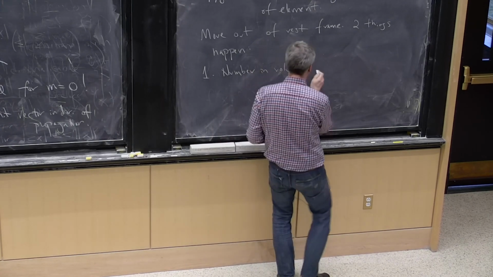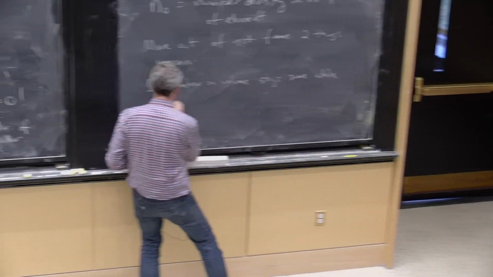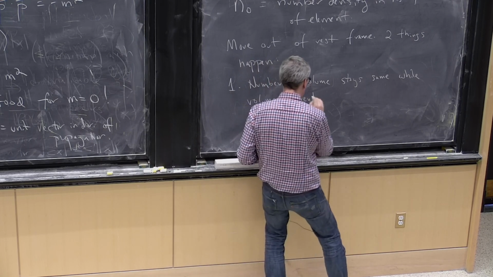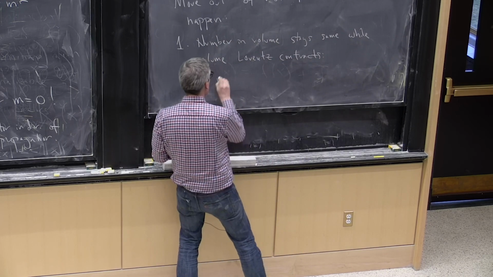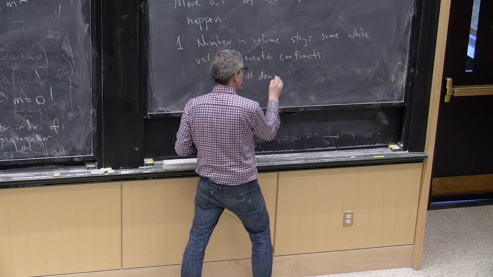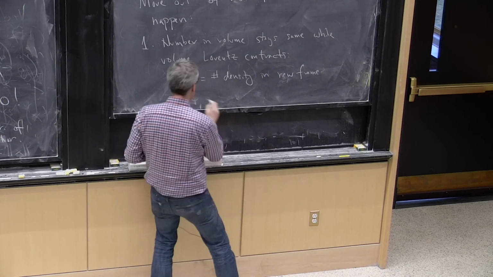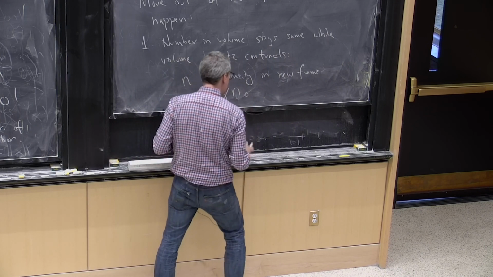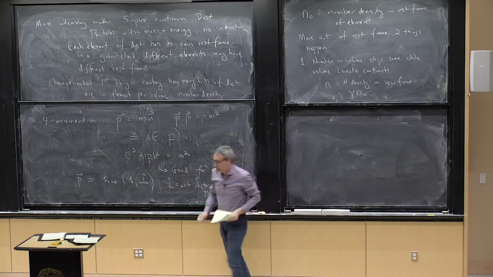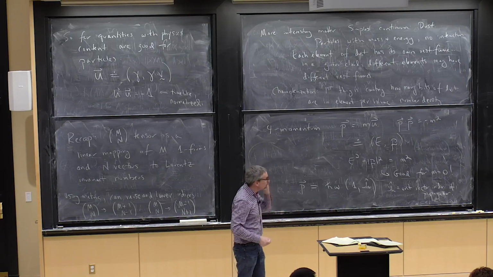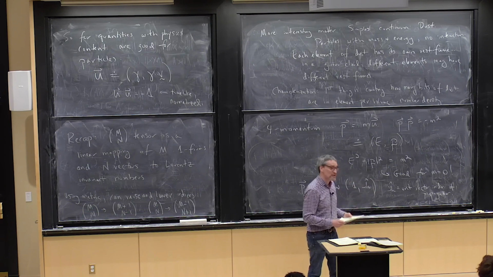So the number in a particular volume stays the same while the volume Lorentz contracts. And so let's call n the number density in this new frame. This is just going to be the Lorentz gamma times n0. Okay? So again, I'm assuming you're all perfectly fluent with special relativity. So all I did there was say it's going to contract along that direction. The lengths are smaller by a factor of gamma. Therefore, the volume is larger by a factor of gamma.